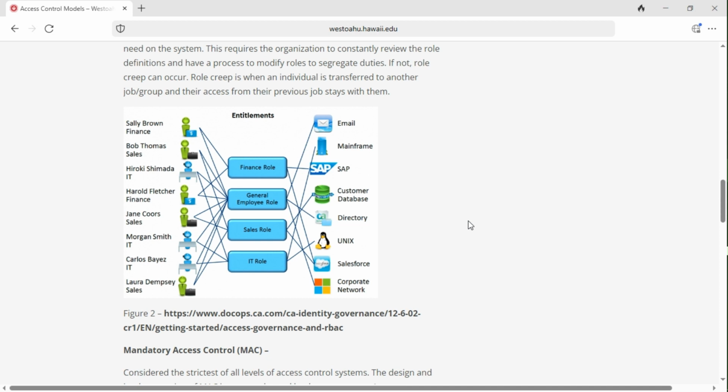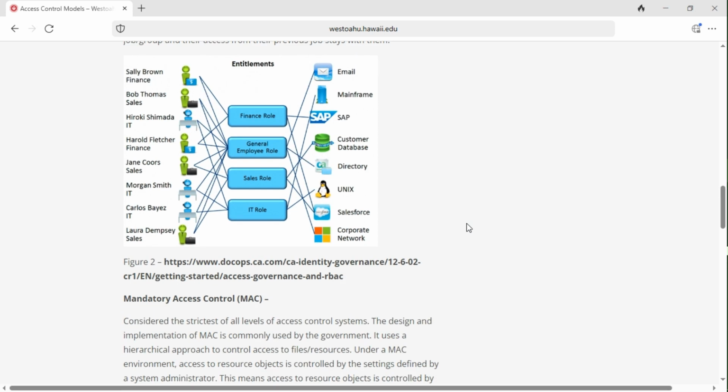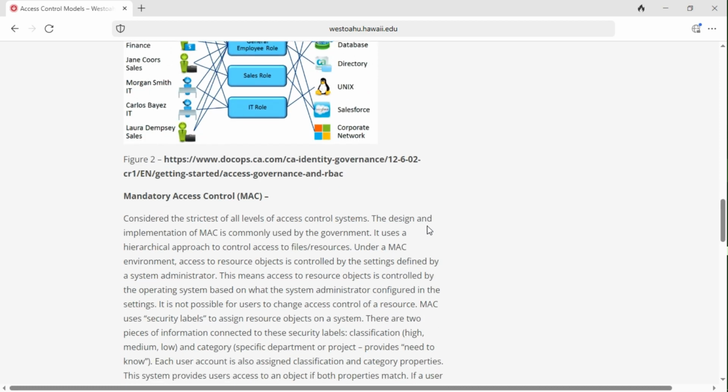And in this particular video, we are going to discuss the major difference between role-based access control and mandatory access control. So, classification. That is the major difference between role-based access control and mandatory access control. Okay, classification. Remember, mandatory access control is technically a higher level of scrutiny. It's the strictest of all levels with regards to access control.